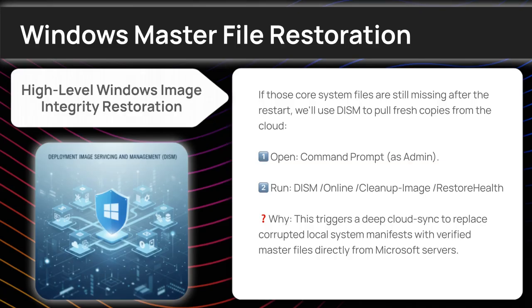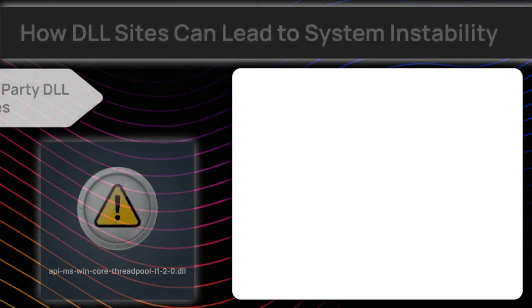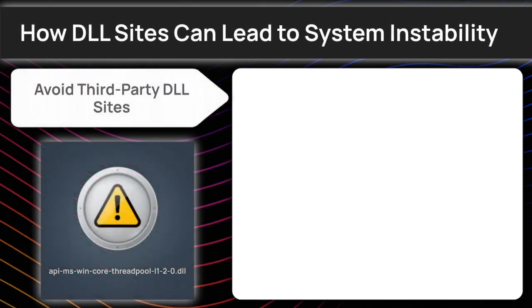Why are we doing this? Well, this triggers a deep cloud sync to replace corrupted local system manifests with verified master files directly from Microsoft servers. It's worth taking a moment to discuss the safe acquisition of runtime components.